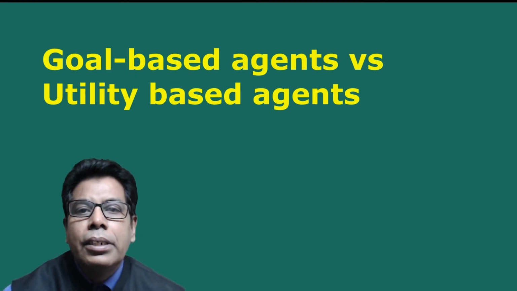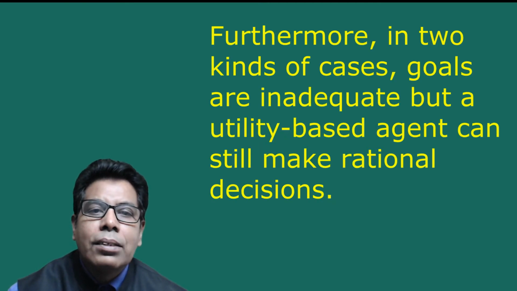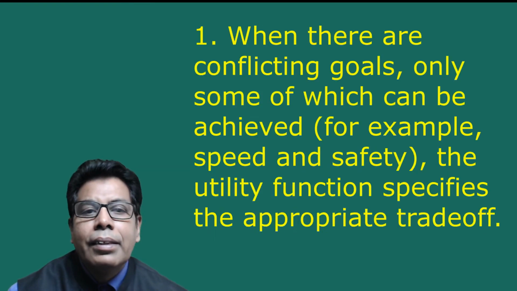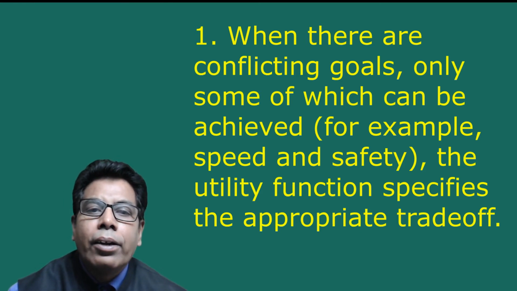Then let us go to the goal-based agents versus utility-based agents. We'll have just a comparison. Like goal-based agents, a utility-based agent has many advantages in terms of flexibility and learning. Furthermore, in two kinds of cases, goals are inadequate, but utility-based agents can still make rational decisions. First, when there are conflicting goals, only some of which can be achieved, for example, speed and safety in the case of a taxi driver. The utility function specifies the appropriate trade-off between the two.